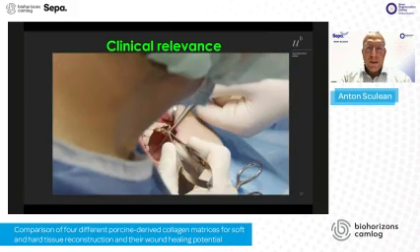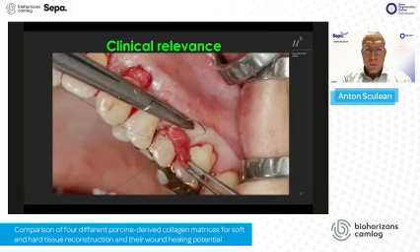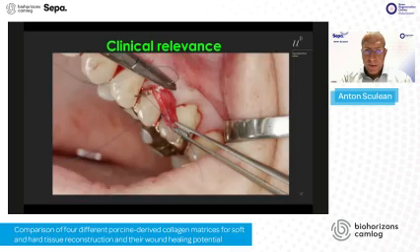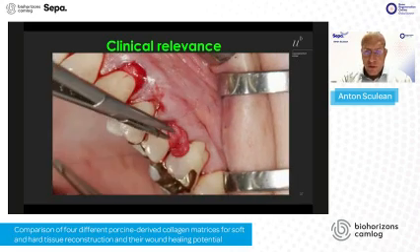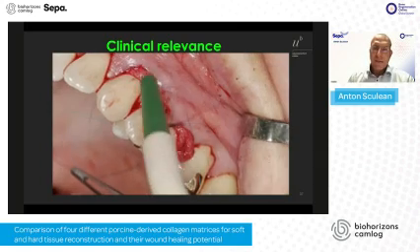And look at the handling of the material. I think that's quite important to point out. You can suture it, and it has a mechanical stability. It doesn't rupture. And this is very important.